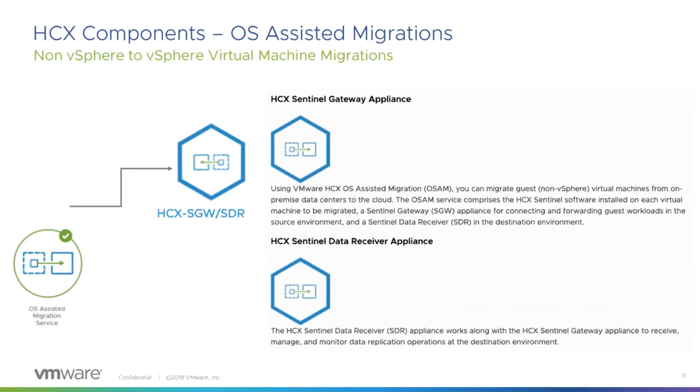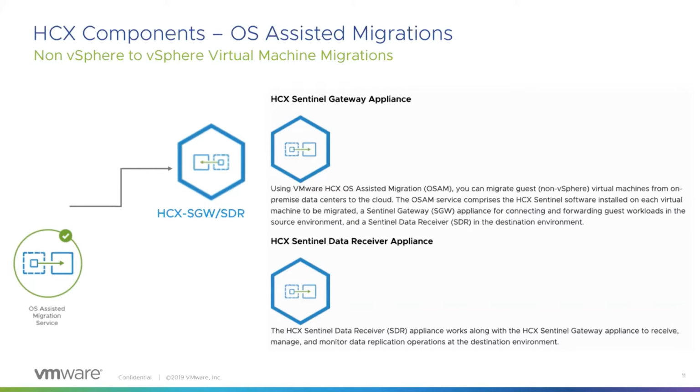So the next thing that HCX Enterprise introduces is OS assisted migration. What this migration enables us to do is migrate workloads which are non-vSphere native. So let's say a customer has workloads which are running on KVM or Hyper-V and they would want to migrate them over to vSphere. Then in that case, the OS assisted migration option is available for them.